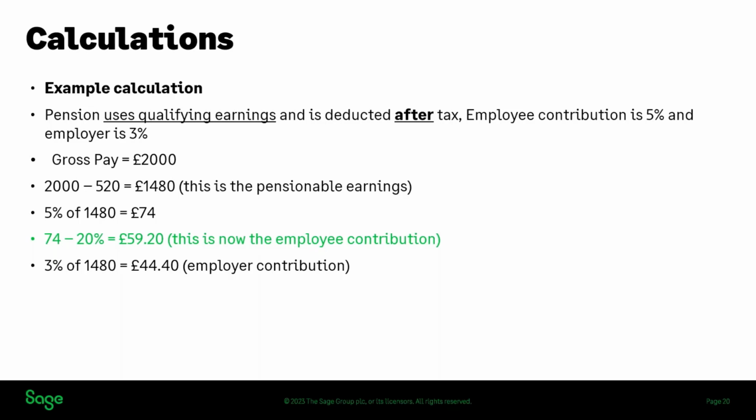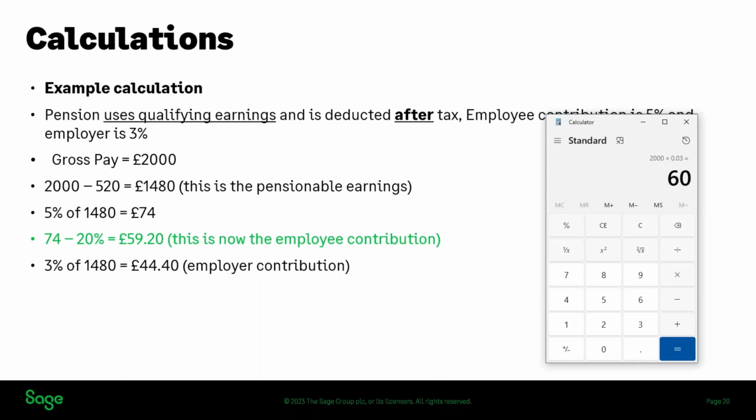So the way that I would do this on a calculator, we've got our 2,000 minus the 520, that's the pensionable pay. We've got our 5%, which is £74. To take off the 20%, to adjust it by 20%, I'm just going to multiply by 0.8. And that leaves you with the £59.20, which is the amount that will be deducted from the employee.